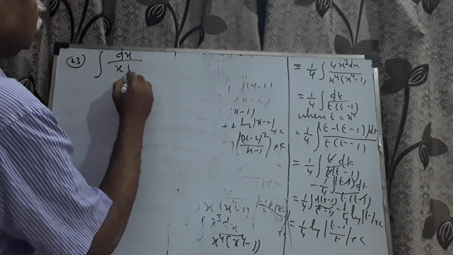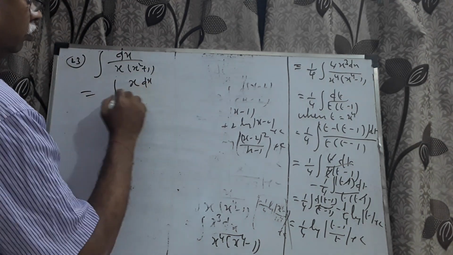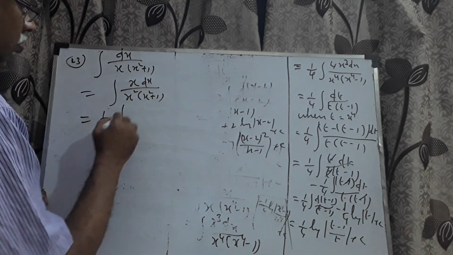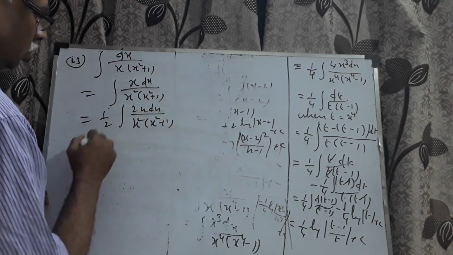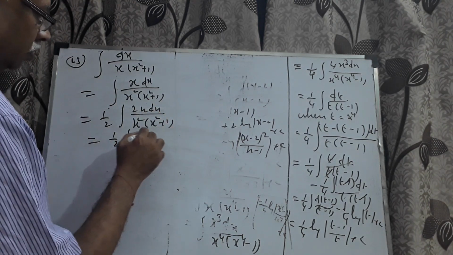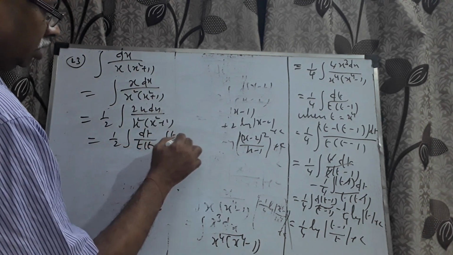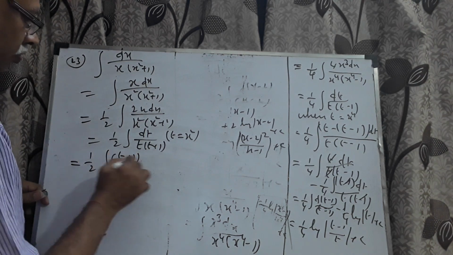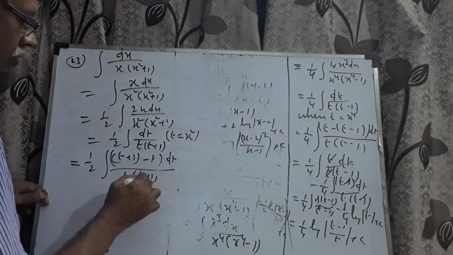Here it is x into (x square plus 1). So multiply and divide by x here: x square into (x square plus 1). Multiply and divide by 2. 2x dx by x square into (x square plus 1) can be written as dt by t into (t plus 1), where my t is x square. Therefore, I can write the numerator as (t plus 1 minus t) dt by t into (t plus 1).